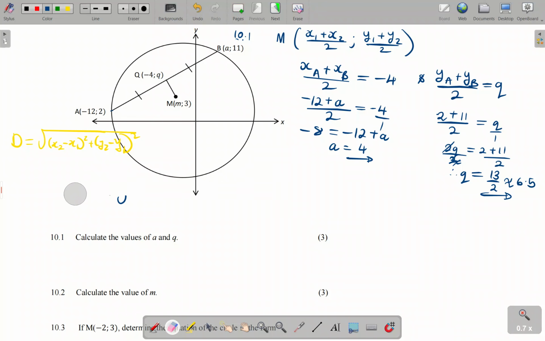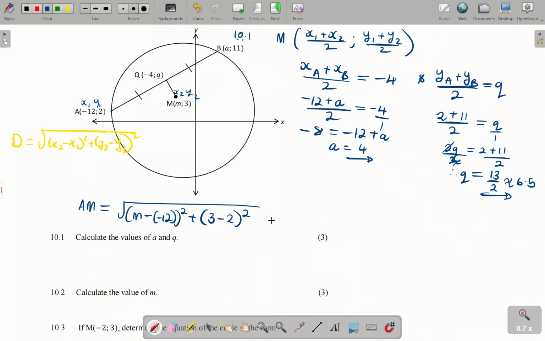Okay, let me make sure that I write this nice. So AM is equal to the square root of what? Of our x2. So I'm just gonna say this is x1, y1, x2, y2. So your x2 is what? Is M minus your x1 is -12. So parenthesis, and then square it. Your y2 is what? Is 3. Your y1 is 2. And then square it like that.